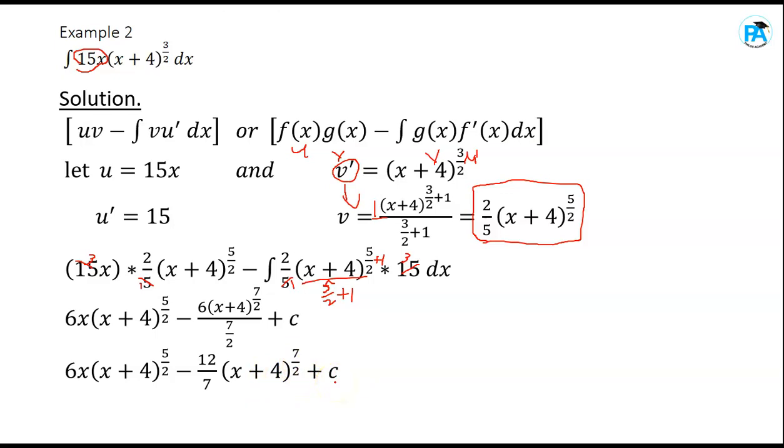If you can simplify it further, no problem, you can. But if it doesn't look like you can simplify it further, then you leave your answer as such. Are you with me? You leave your answer like that. So that's the final answer to this as well. So this is how we do integration by parts.